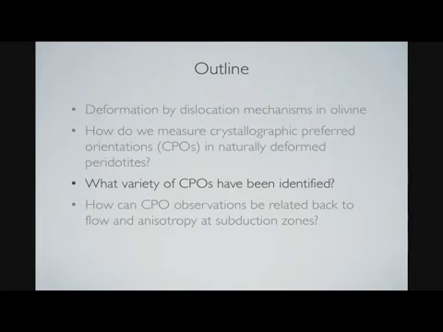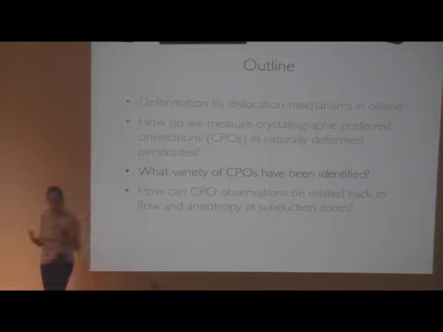Okay, so that was the nuts and bolts of how we get at CPOs, what the limitations are in field samples, and what measurements we make in the lab on these samples. Initially everybody said there's this easy slip system in olivine, that's the dominant fabric that we see, and then there's been a lot of back and forth about other types of slip systems that might occur. So I want to look at that in a little more detail.